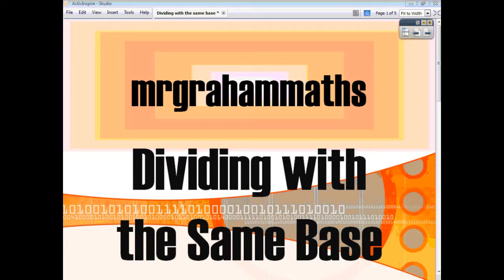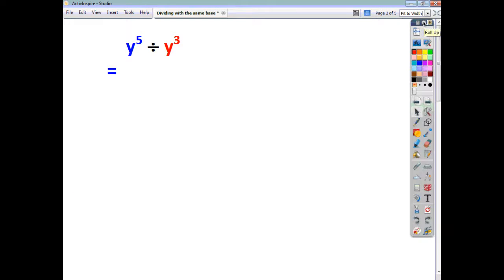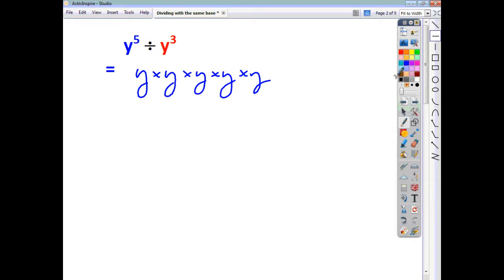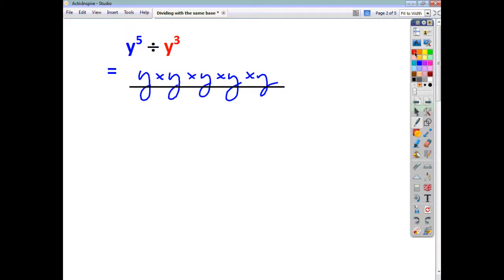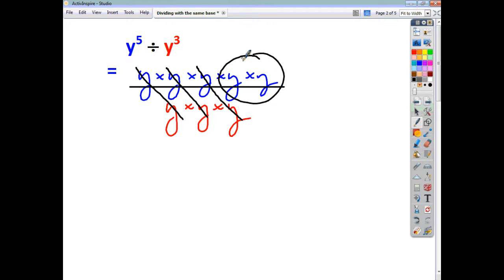In this video, we're going to have a look at how to divide when we've got the same base. Okay, so we take an example again, and this time we're going to look at y to the power of 5 divided by y to the power of 3. Now, y to the power of 5 is just y times y times y times y times y. And if we're dividing it all by y cubed, then what we're doing is we're dividing it by y times y times y. Now you know that when you're simplifying algebraic fractions, anything that appears top and bottom is going to cancel out. So that pair of y's cancels, as does that pair, and as does that pair. So all you're left with is y times y, which is y squared.